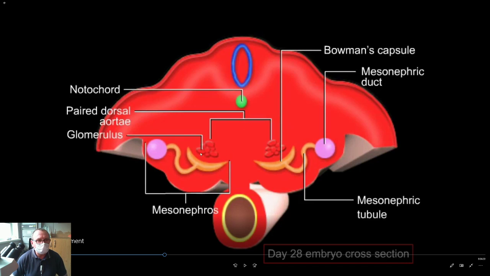At this moment there are still paired dorsal aortae, and glomeruli, or branches of these aortae, are growing towards the Bowman's capsule and are forming glomeruli. So this system can work. Urine which is produced by this nephron is collected by the mesonephric duct and drained to the cloaca. The cloaca is blind at this moment, but it can fill with urine.